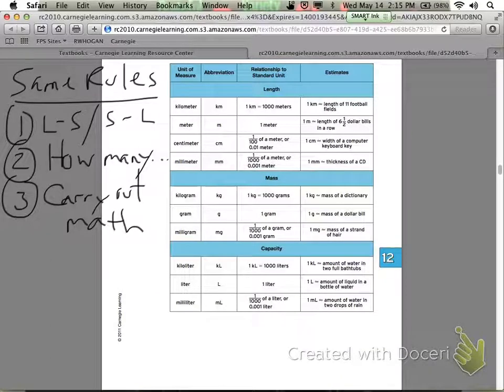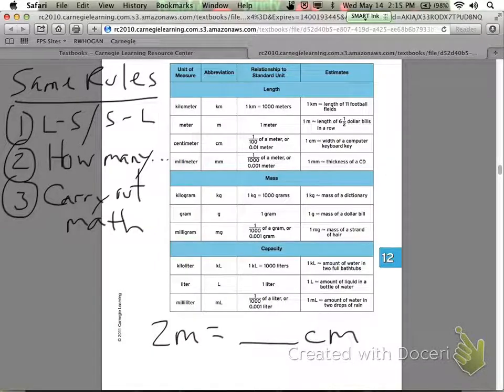When converting in the metric system, we are going to follow the same 3 rules that we did with the customary system. The first thing we are going to ask ourselves, are we going from a large unit of measure to a small, or a small unit of measure to a large? Then we are going to say how many, which refers to the table and the conversion factors that we would have to figure out. Number 3, carry out the math. Remember, if you are going large to small, you are multiplying. If you are going small to large, you are dividing.